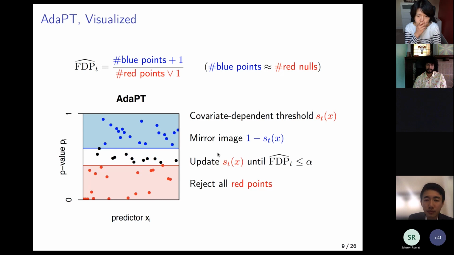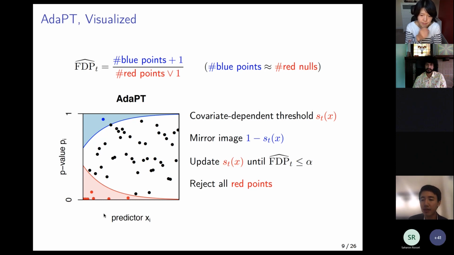And then we will update the threshold until this FDP hat is below alpha. So you can see that you can view this FDP hat as a monitor that tells us when to stop. And when this holds, we will stop and reject everything in the red region. So this is the visualization of the method. But what I haven't told you is how to update this threshold curve, which is this red curve.